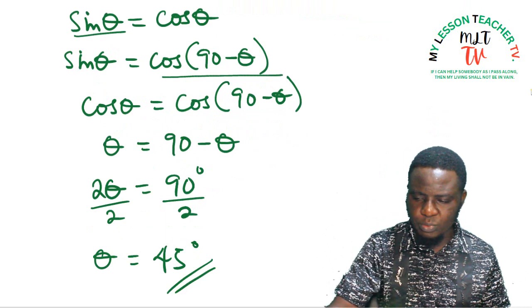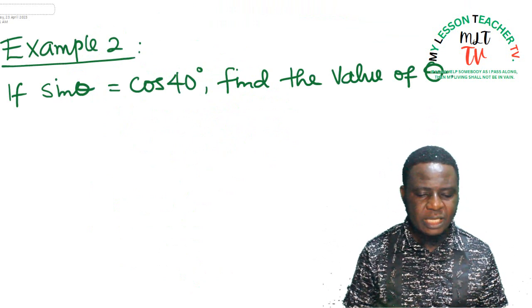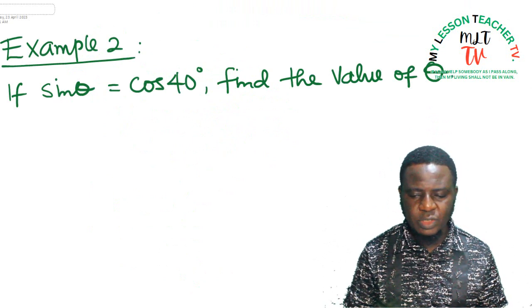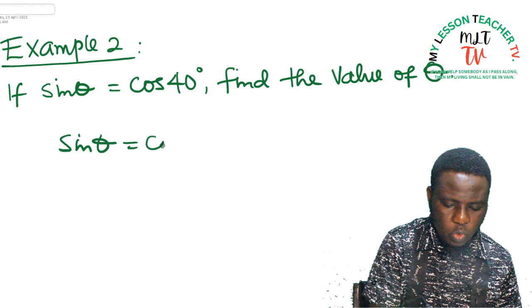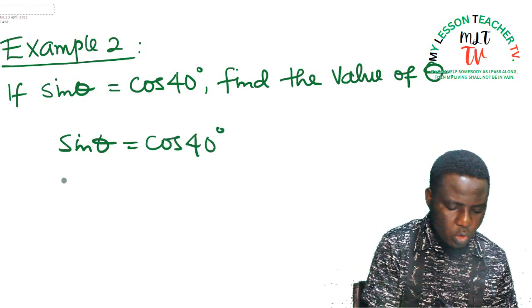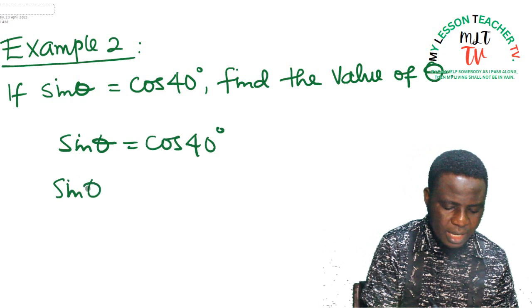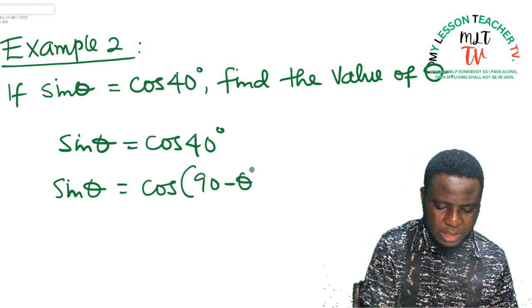Let's take another example. Example 2 says, if sine theta is equal to cos 40 degrees, we should find the value of theta. Sine theta is equal to cos 40 degrees. We also know that sine theta is equal to cos into bracket 90 minus theta.